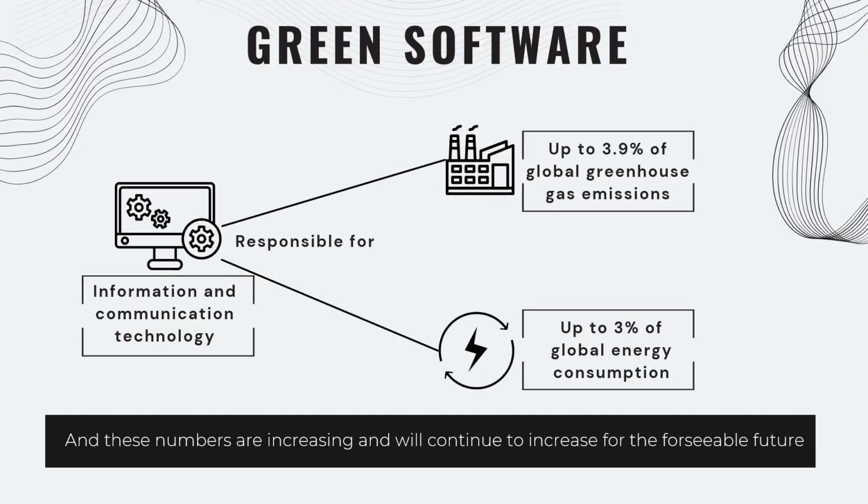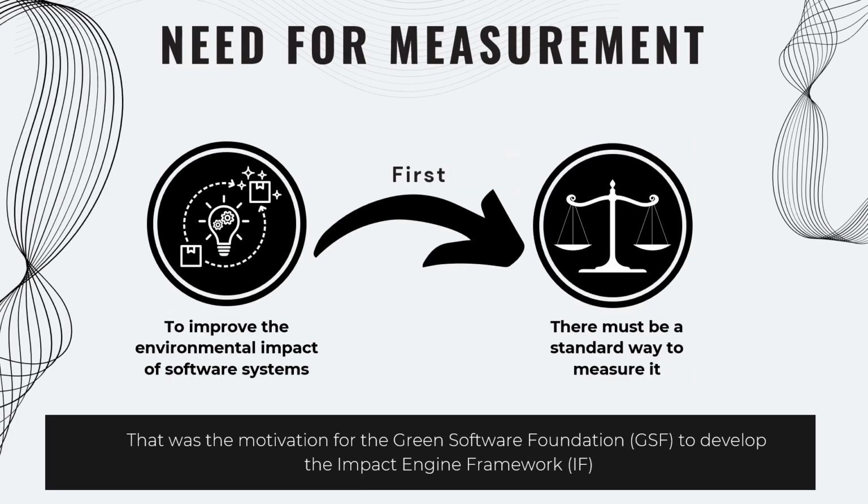Information and communication technology significantly contributes to carbon emissions and energy consumption worldwide. It is responsible for up to 3.9% of global greenhouse gas emissions and up to 3% of global energy consumption, with expectations of further increase in the future. Green computing, or green software, involves developing software and computing components to minimize their environmental impact while maintaining optimal performance. The aim is to reduce carbon emissions and electronic waste and promote the use of renewable energy sources. But how can this be achieved?